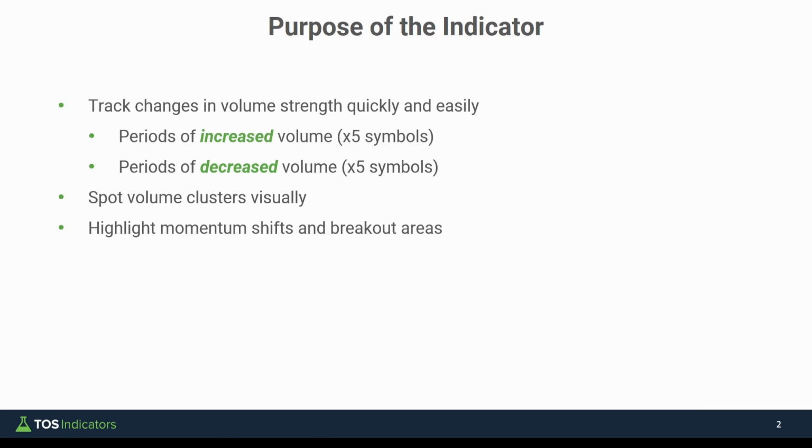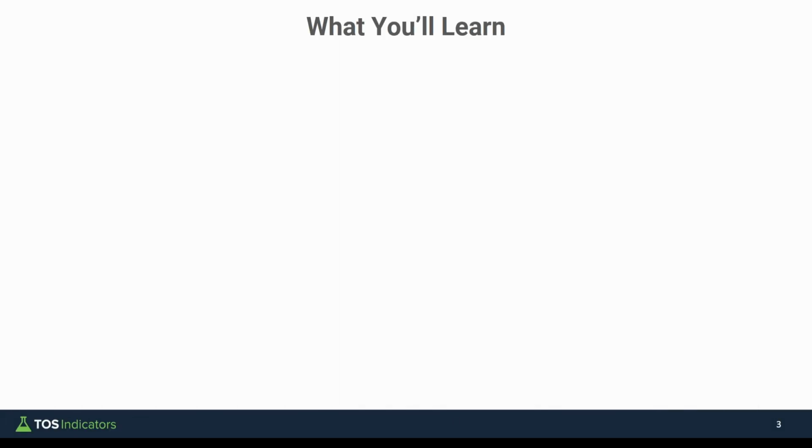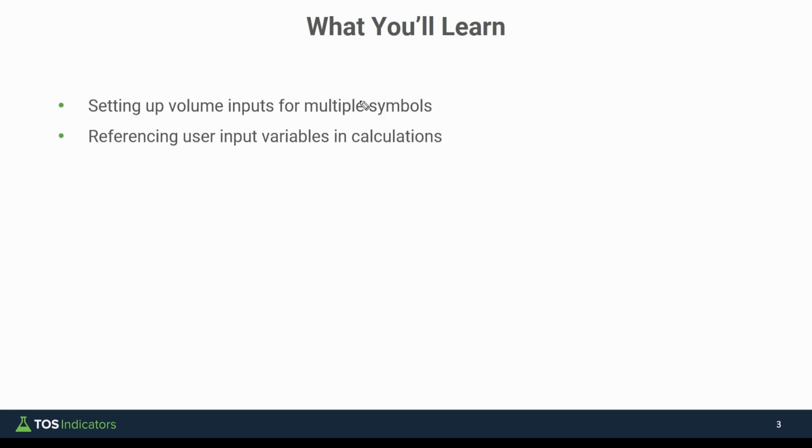Now, as we go through this, we'll make some more enhancements, but for the time being in this tutorial, here's what you're going to learn. You'll learn how to set up volume inputs for multiple symbols. This means 5 different symbols where the user can change those symbols directly from the settings menu. You'll learn how to do that yourself. After that, we'll take those input variables and connect them to the actual calculations. And once we've pulled and referenced the right volume data for each symbol, we'll create that volume intensity variable.